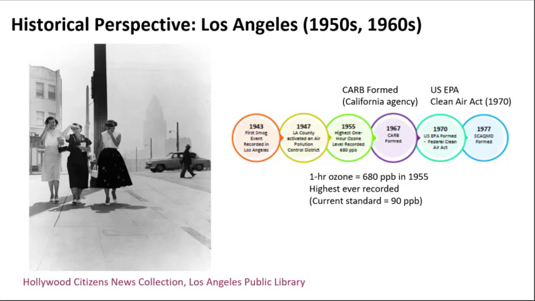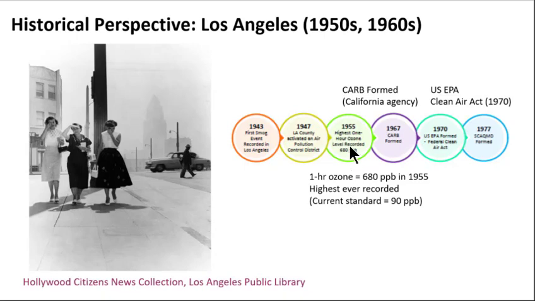The image on the left is a photograph taken on a bad air pollution ozone day. The hazy, polluted air and women in the foreground rubbing their eyes depict the air quality on the day. On the right is a timeline of some key events surrounding the problem. The timeline shows the creation of various regulatory agencies in Los Angeles, California, and the U.S. motivated to control ozone and photochemical smog in the 50s, 60s, and 70s.